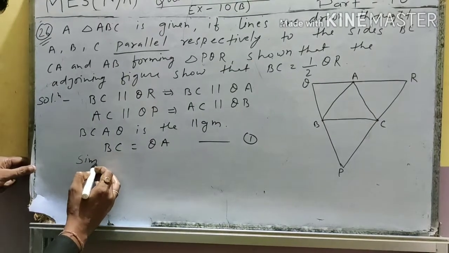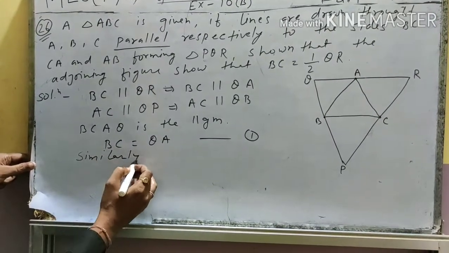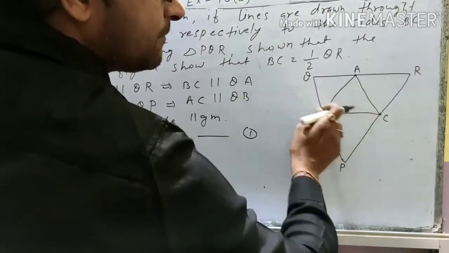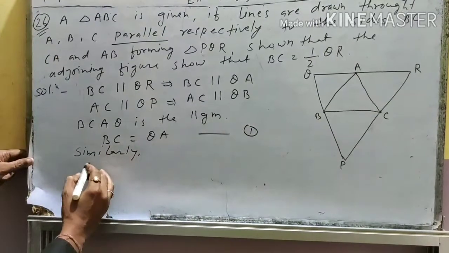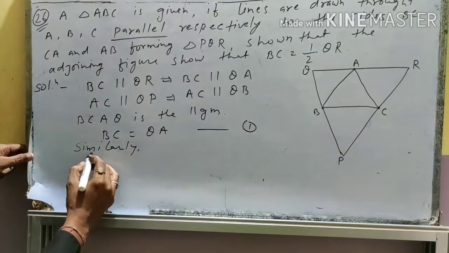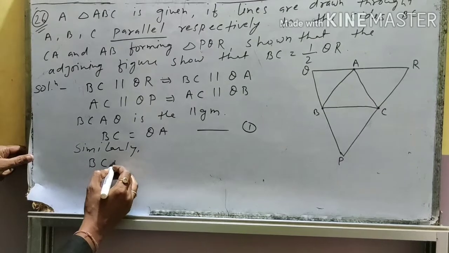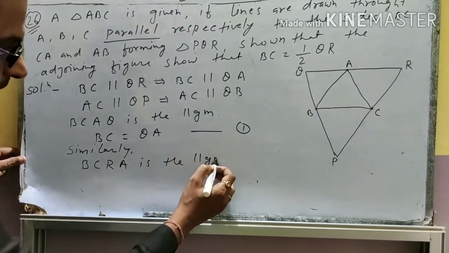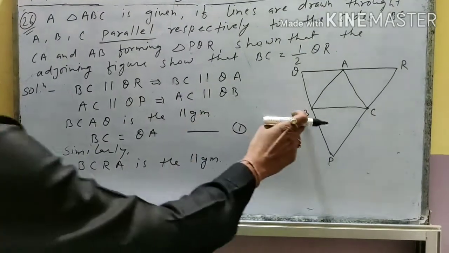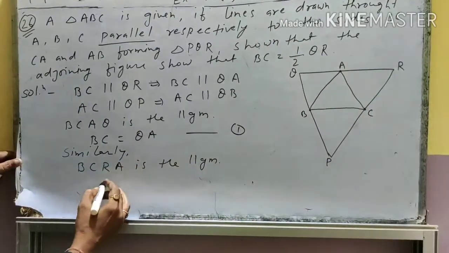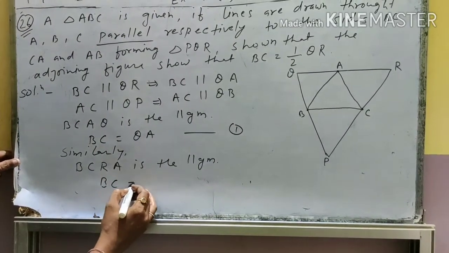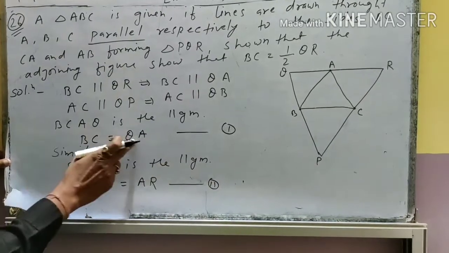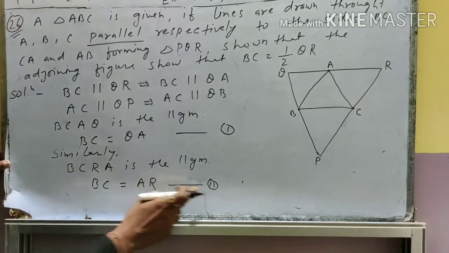Similarly, we can say BCRA is also a parallelogram. Write down here similarly, BCRA is the parallelogram. So BC is equal to AR. This is equation 2. Here, student, BC is equal to QA and BC is equal to AR.